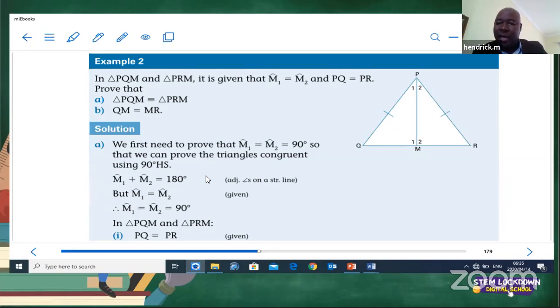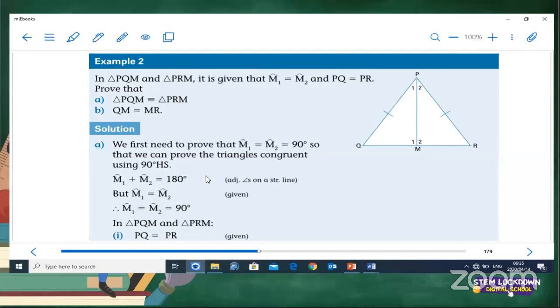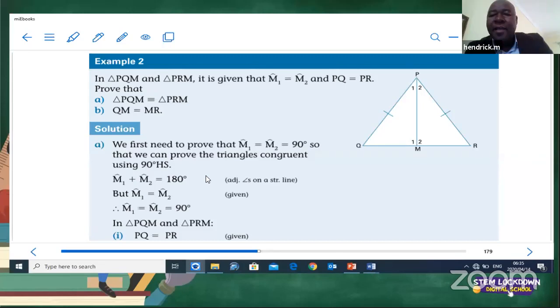M1, yes, Yaha, your hand is up. Because angles on a straight line add up to 180 degrees. Exactly. Angles on a straight line add up to 180 degrees. And of course, we know that M1 is equal to M2. How do we know? The information is given to us. That is given.